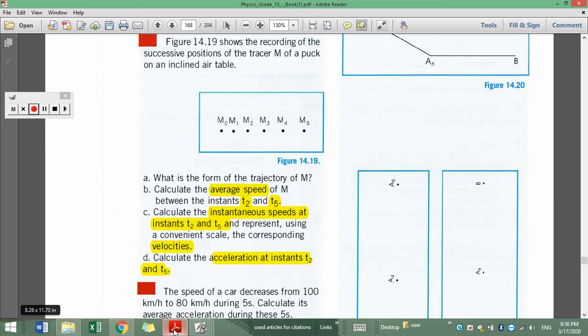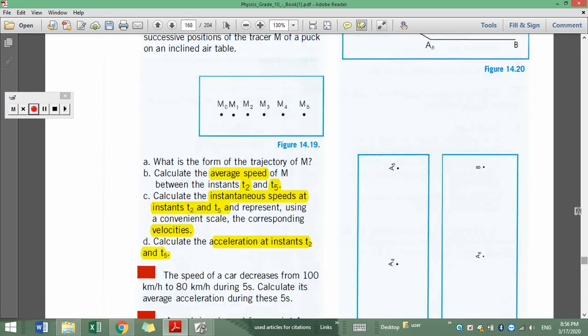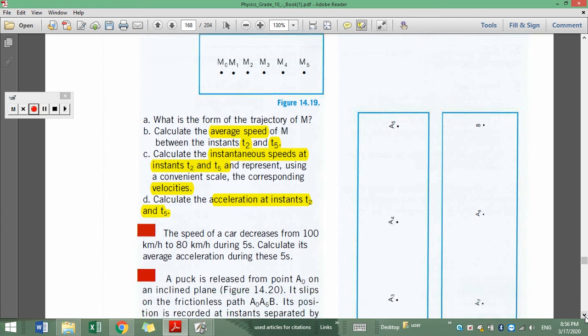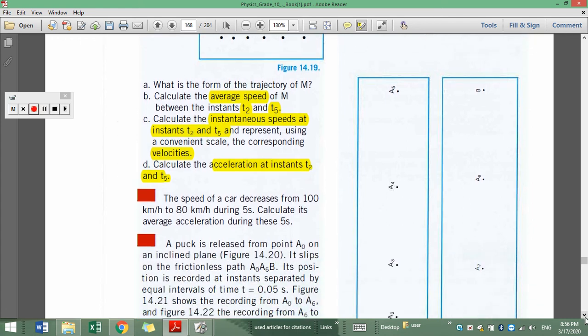Finally, before I explain number 7, let me explain number 6. Number 7 will be in a separate video. The speed of a car decreases from 100 km per hour to 80 km per hour. See here it's decreasing. The speed decreased during 5 seconds. Calculate its average acceleration during these 5 seconds. So this is decelerated motion.